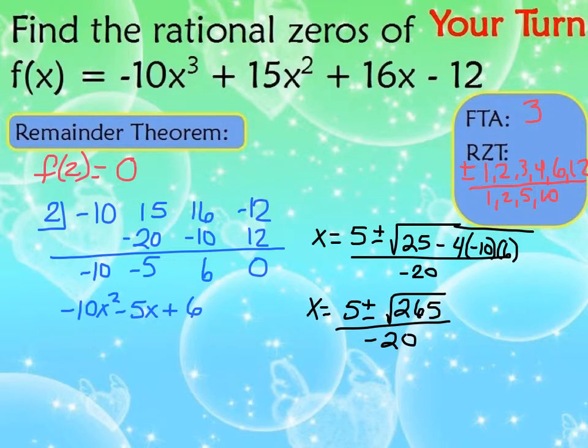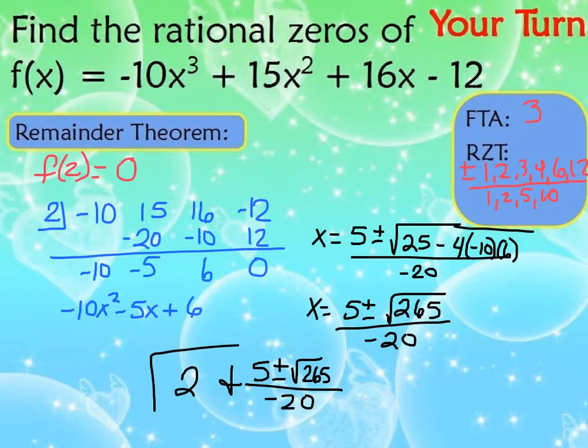And so the final answer, find the rational zeros. Okay, well, to be honest, 2 was my only rational. But hey, come on, don't just leave it at 2. We did all this other work. So we're going to write 5 plus or minus root 265 all over negative 20. Now that is, because of the plus or minus, 2 separate zeros. So there's my grand total of 3 zeros.